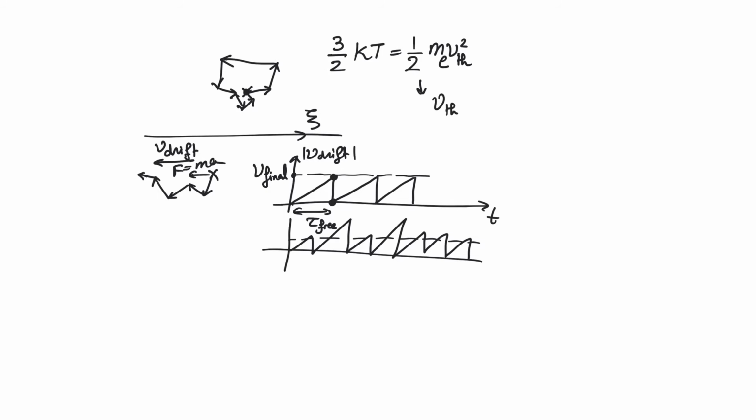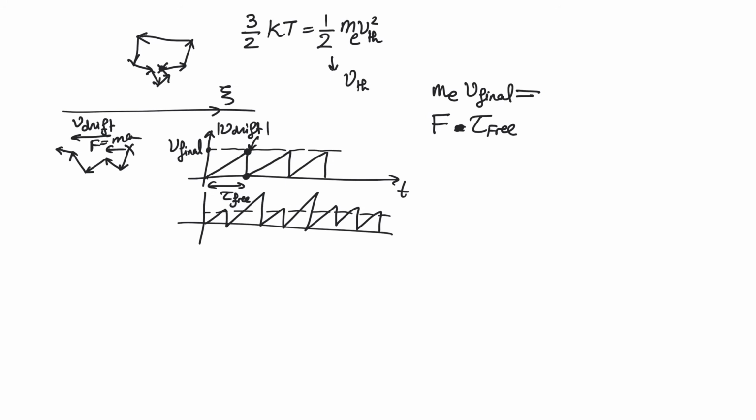So when the electron moves, its final momentum before it collides is going to be me times v final. This is its highest momentum before it makes a collision. We also know that momentum is equal to force multiplied by time. And so the final momentum is also going to be the force that the electron is exposed to multiplied by the mean free time. These two are equal because this is the momentum that the electron has gained from the force, and it is the momentum that it has gained through its final velocity.